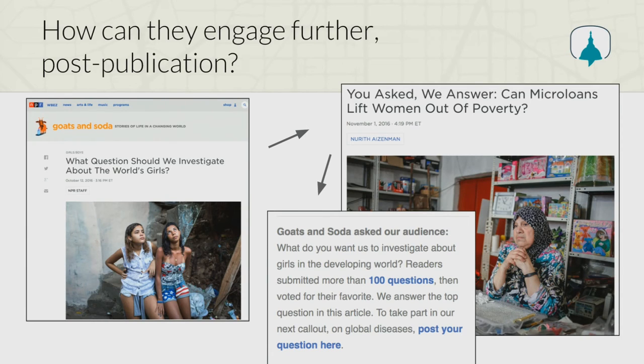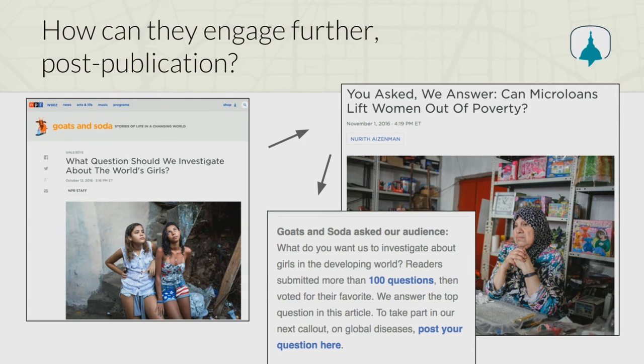And then once you have them and you've thanked them and you've acknowledged them, they are primed to engage with you again. So make sure you just have something else set up, something else that you want them to participate in. It doesn't need to be related. It just needs to be something. So Goats and Soda, which is a vertical of NPR, asked people what their questions were about women in the global world, just like any questions about women.